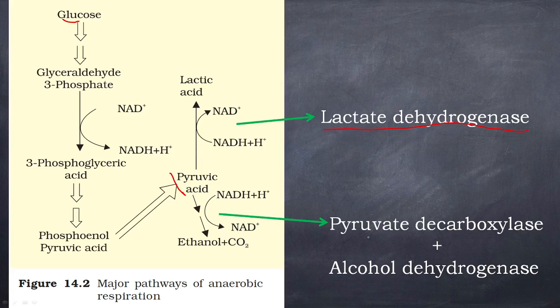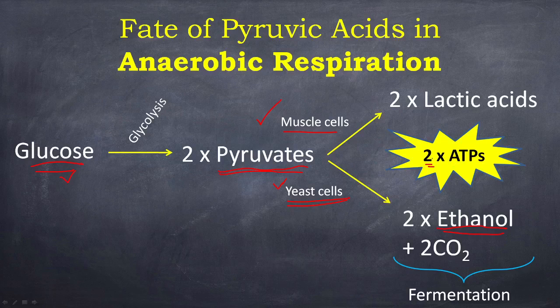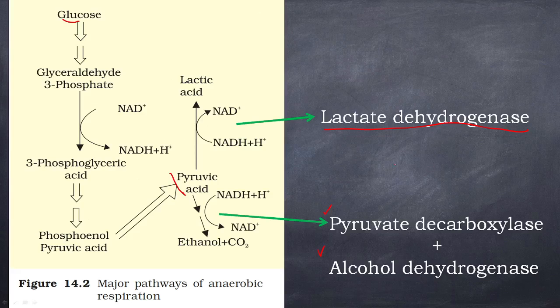Pyruvic acid is converted to alcohol by the enzymes pyruvate decarboxylase and alcohol dehydrogenase, the two enzymes involved in alcoholic fermentation. This is important: the names of the enzymes for competitive examinations, so you may be asked to name these enzymes.